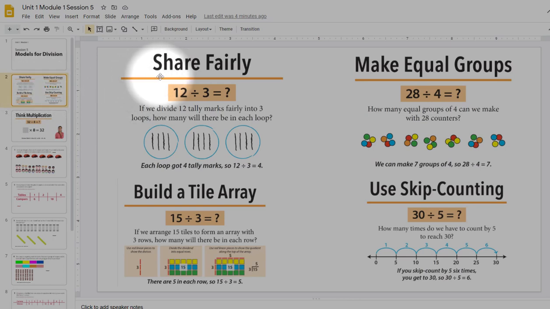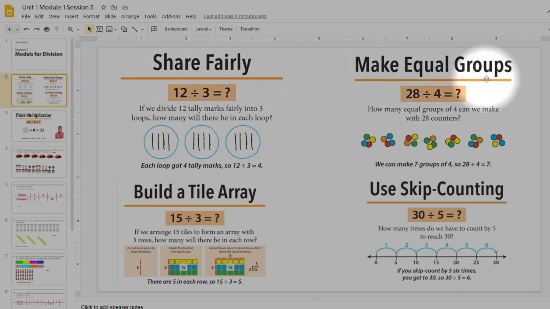So the first one I'm going to just review with you for division is when we do division, we like to share fairly. So if we take 12 and divide it equally between three groups, say we have 12 cookies and we want to divide it equally to three kids, how many would each get? This is a good one to do where you do your three kids or your three groups and you just keep doing it up until you get 12 and see if it's equal. So that is your first one, to share fairly.